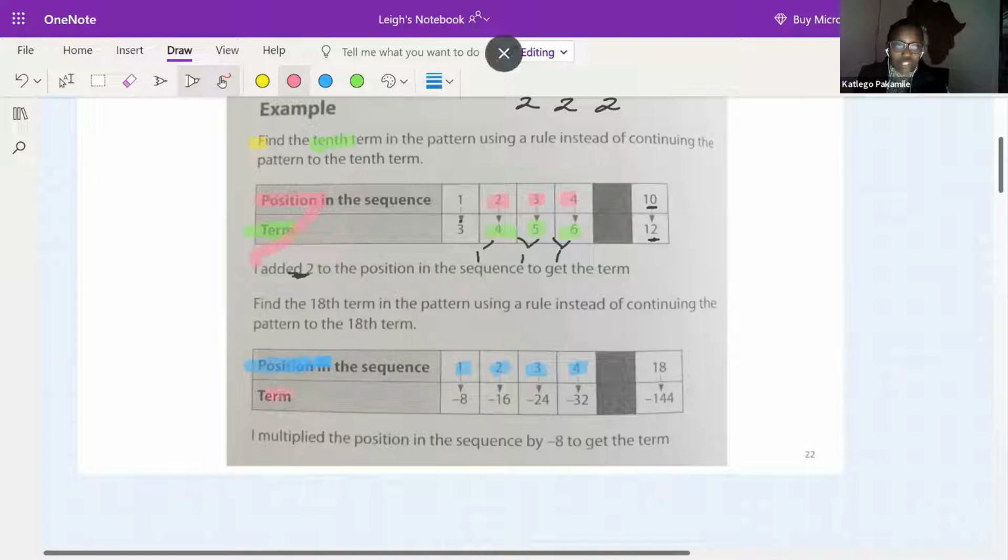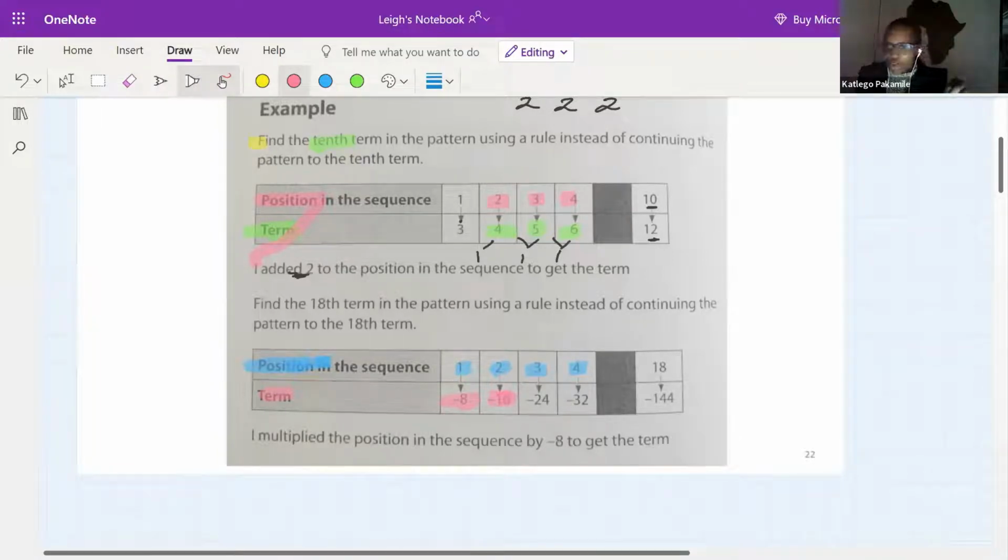So term tells you what the value is, right? It's like saying who is in term number 1, and you're saying teacher Kat's in term number 1, right? So term number 1 in this case is -8. Term number 2 is -16.